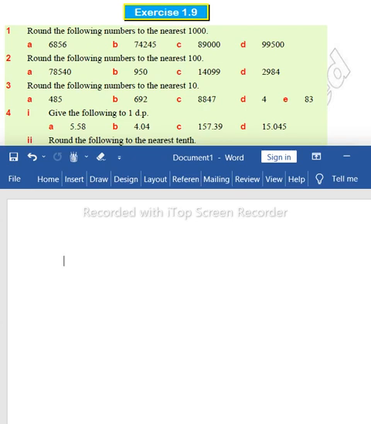Now we will move to question number 2. Question number 2 says round the following number to the nearest of 100.